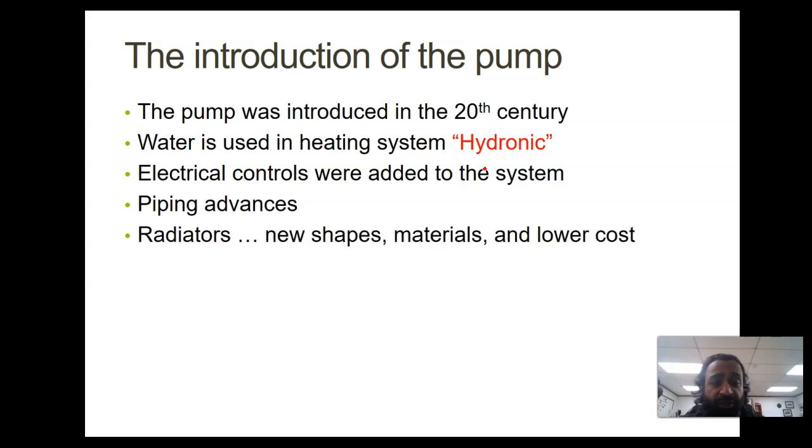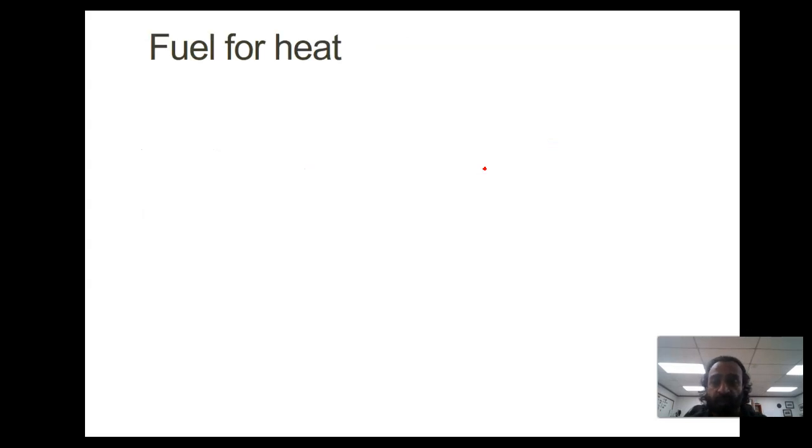Radiators have new shapes, new materials, lower cost. The steam radiator was very heavy and had to be pre-ordered per section, and the estimation for steam radiation was very elaborate. So now we use newer radiators. Again, for new installs, you will probably do more hot water than steam.